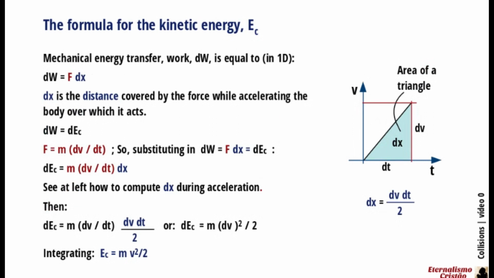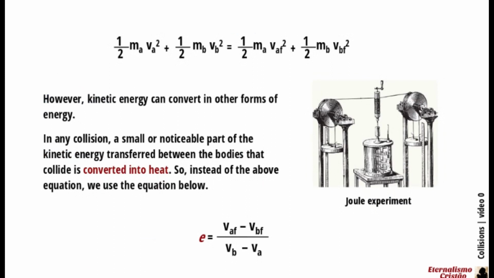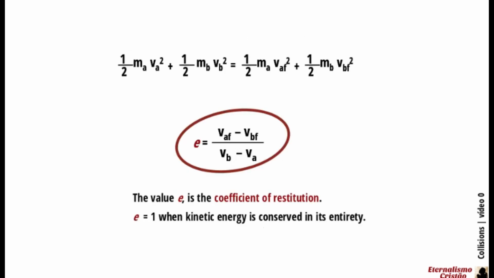If you are interested in how to deduce the formula for the kinetic energy, EC, stop the video and read. Kinetic energy can convert into other forms of energy. In any collision, a small or noticeable part of the kinetic energy transferred between the bodies that collide is converted into heat. So, instead of the above equation, we use the equation below. The value E is the coefficient of restitution. E equals 1 when kinetic energy is conserved in its entirety.